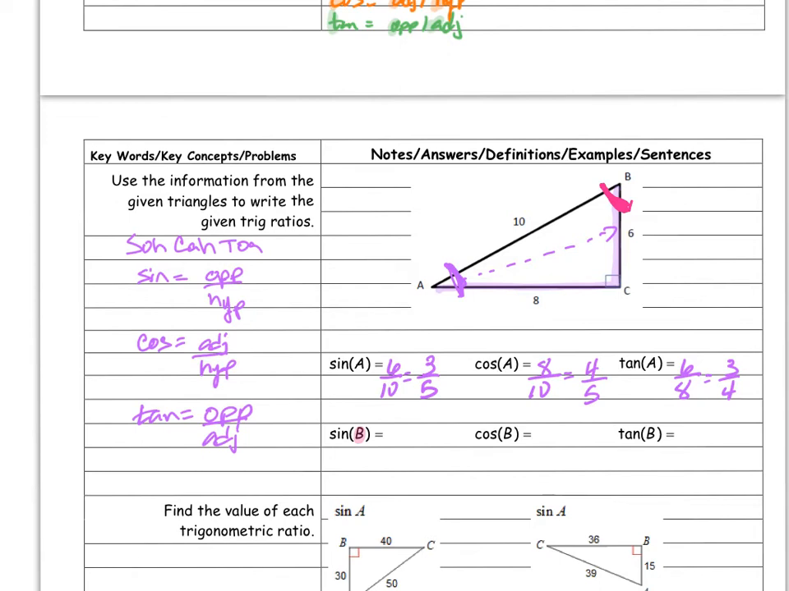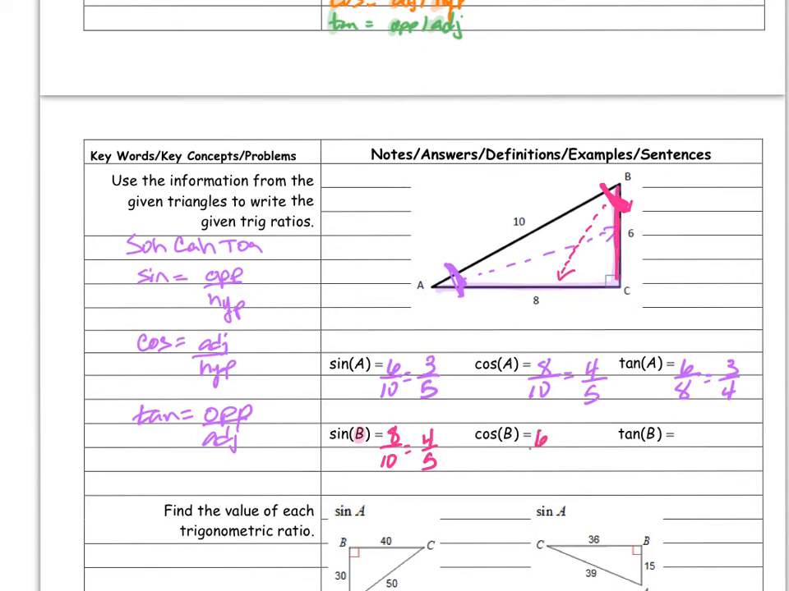So sine is my side opposite over my hypotenuse. So this time it's 8 over 10, which is 4/5. Okay, cosine is my side that's adjacent. So it's this side here, 6 over my hypotenuse.